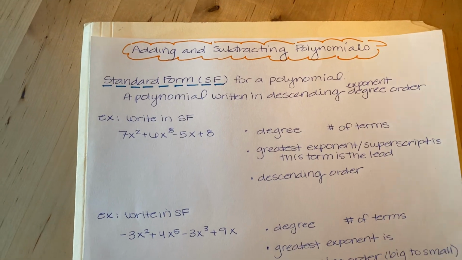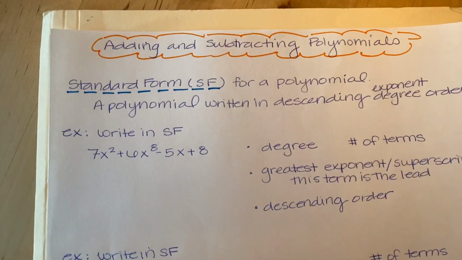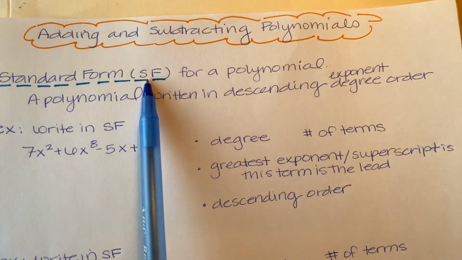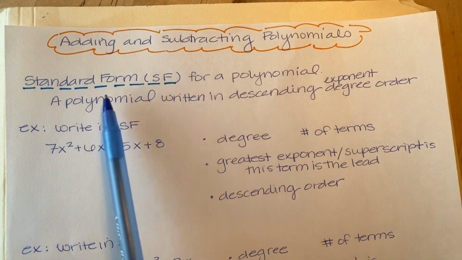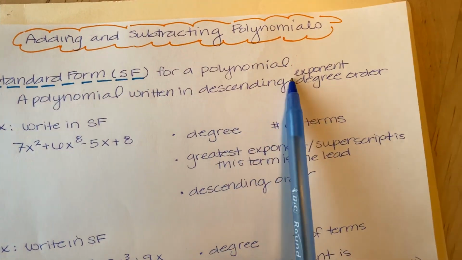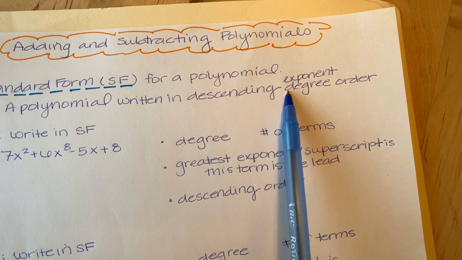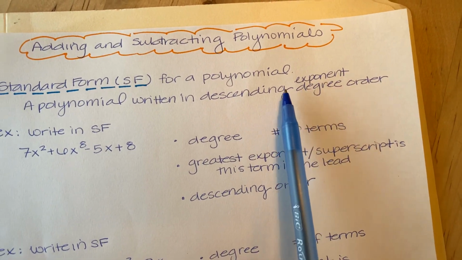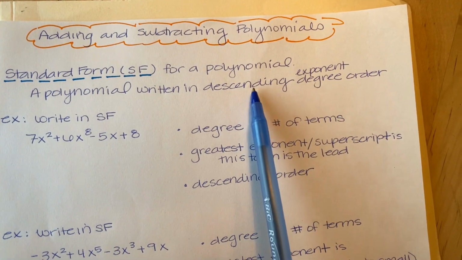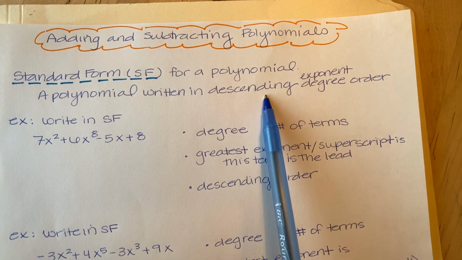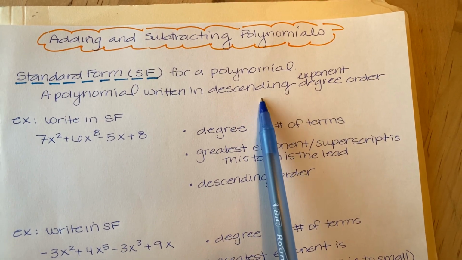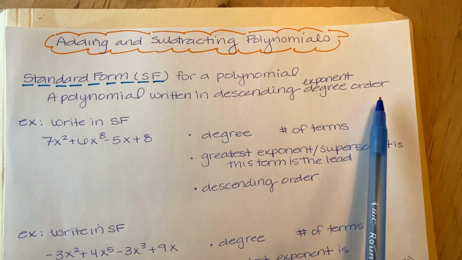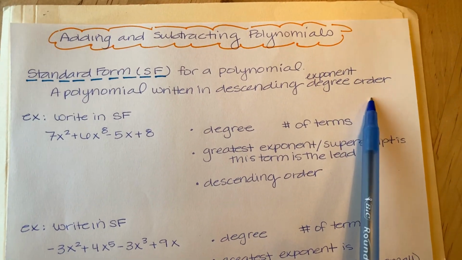All right, so we're going to add and subtract polynomials, standard form, or as I refer to it, SF, just because it's easier to write. So this is standard form for a polynomial: a polynomial written in descending order, in descending degree order. So you're talking about the exponents, the superscripts, right? So it has to be descending, so big to small, like 5, 4, 3, 2, 1, right? 8, 6, 3, 1, constant, right? So it's going from large to small, and small would be the constant, which is a 0.